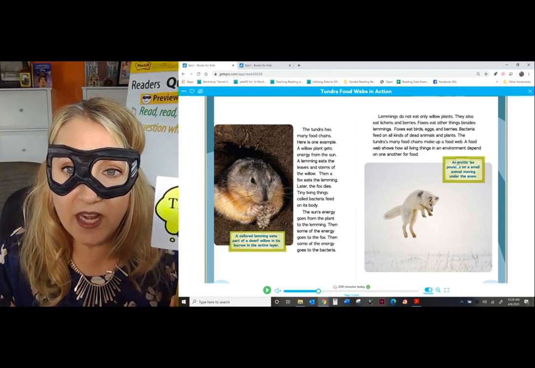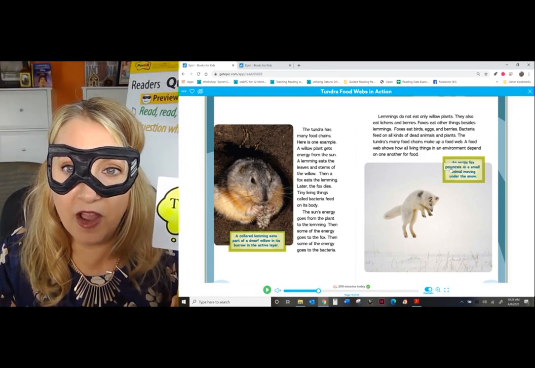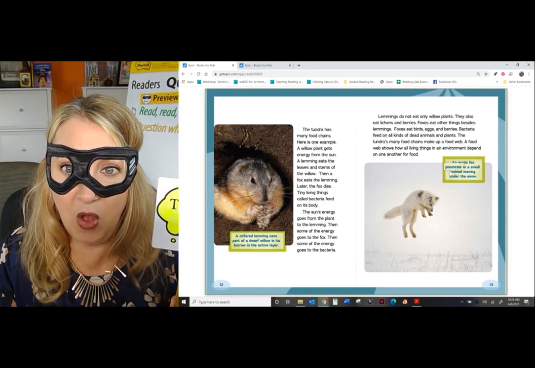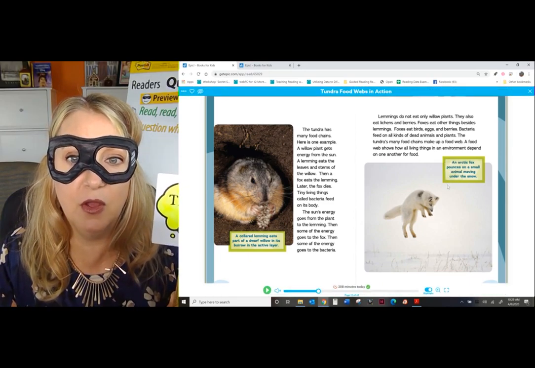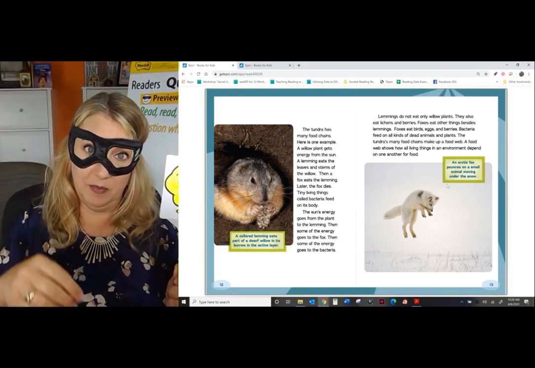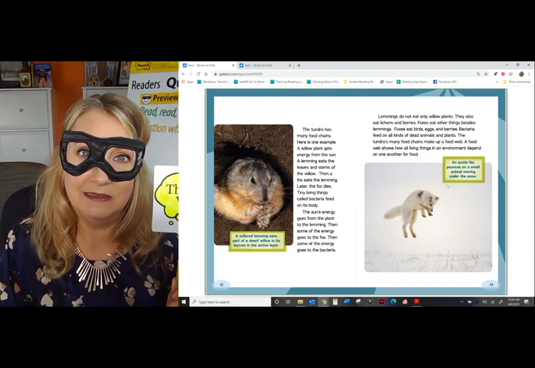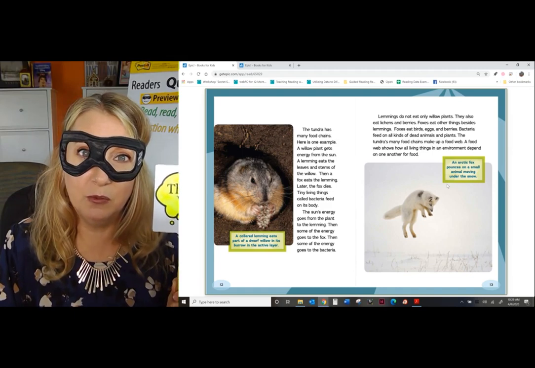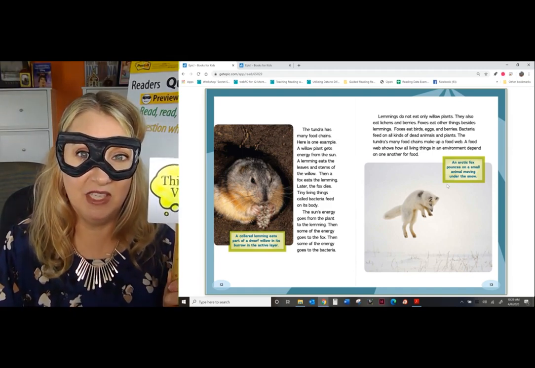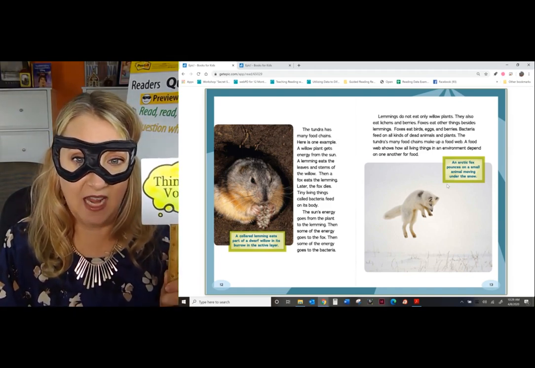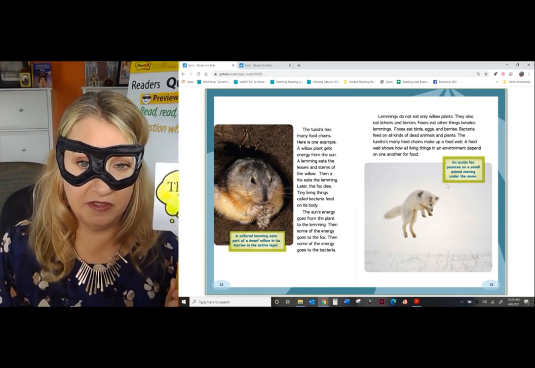Okay, so what does it say? An Arctic fox pounces on a small animal moving under the snow. Oh, that's why it's straight up in the air. It's pouncing, right? On a small animal. Are you wondering what animal that is? Yeah, me too. Wondering, how does it even see that animal in all this snow?